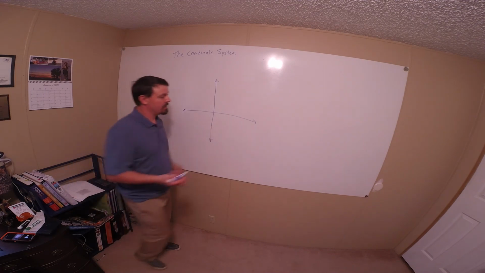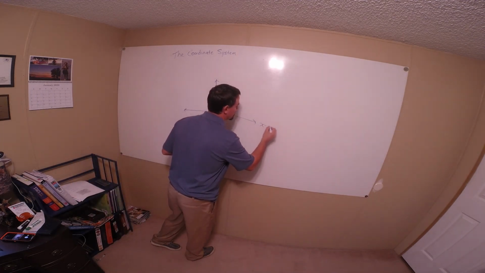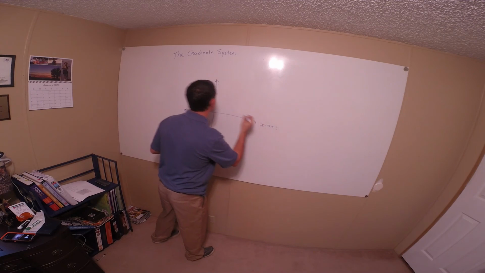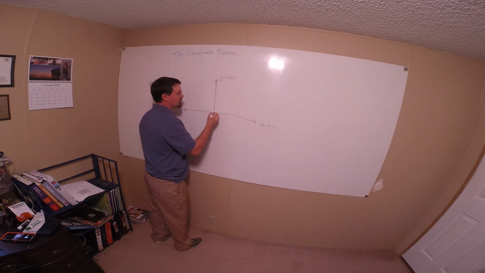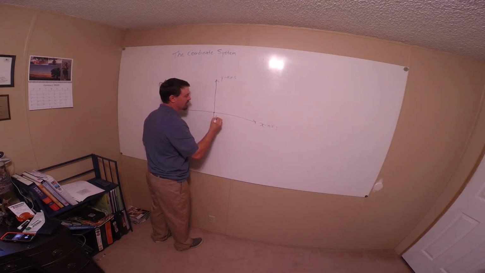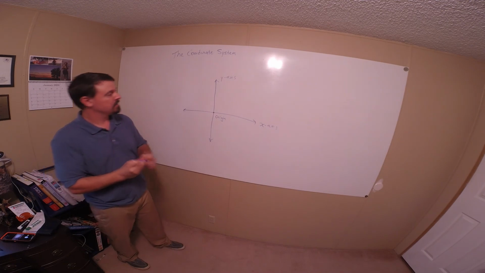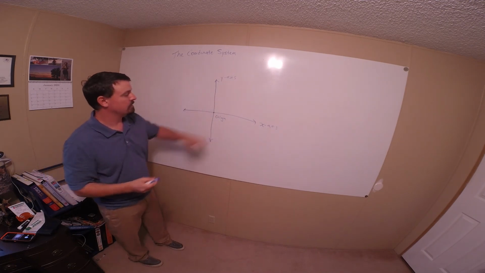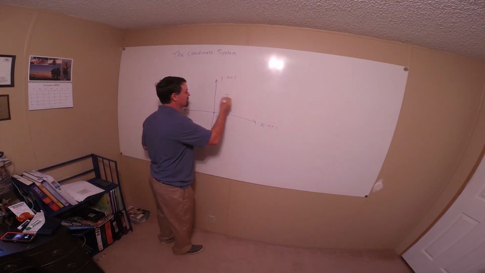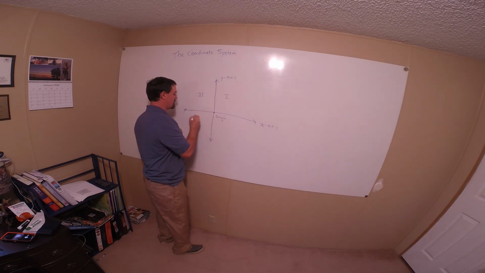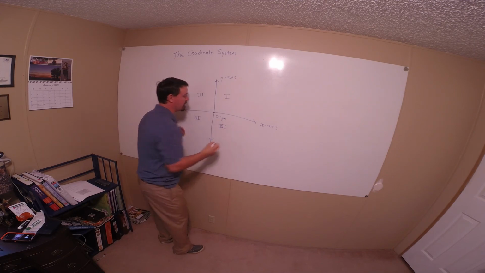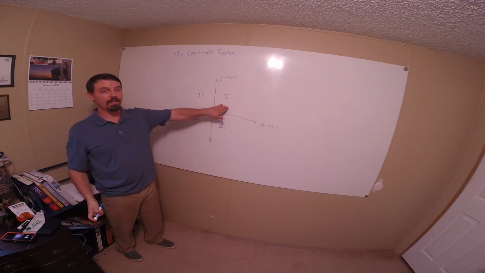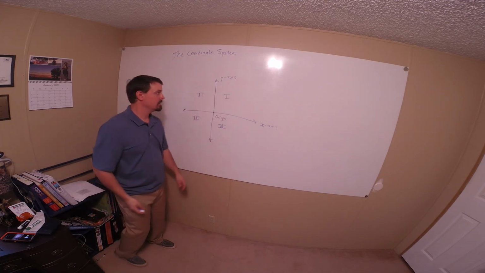Our horizontal line here is our x-axis. Our vertical line here is our y-axis. In the center lies the origin. Now there's 4 quadrants: quadrant 1, 2, 3, and 4. Now, the easiest way to remember that is quadrants go counterclockwise.